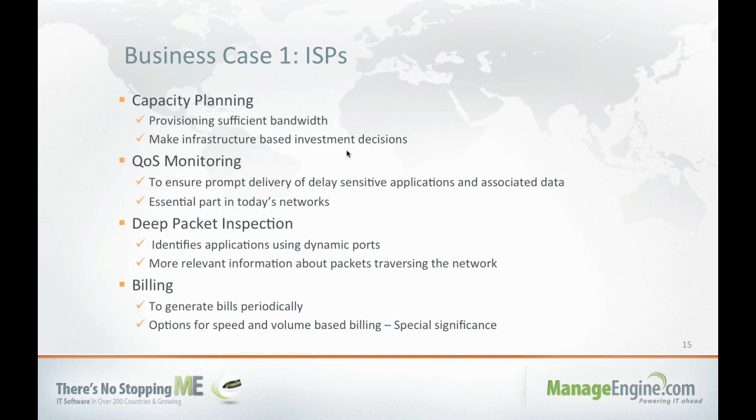Quality of service. We know how important it is to prioritize delay-sensitive applications, and ISPs can make the best use of it by QoS. Deep packet inspection, yes, to identify applications that use dynamic ports and provision bandwidth accordingly, and all that deep packet inspection is done. Cisco NBAR is typically one technology, and monitoring Cisco NBAR can help a long way in achieving this.